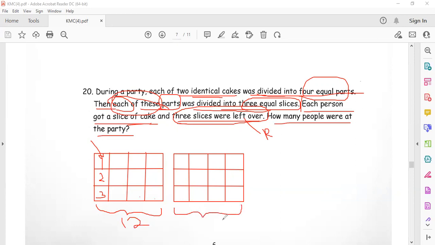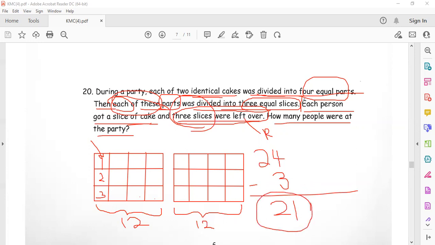And remember, there is another cake. There is another 12 pieces here. So altogether, you have 24 pieces. All right. And there were 3 slices left over. So you minus that 3, the remainder, you'd have 21. That means 21 people attended the party because everyone got 1 slice of cake. So 21 slices of cakes were eaten. This is how you answer, or you understand rather, such questions from Kangaroo Maths.